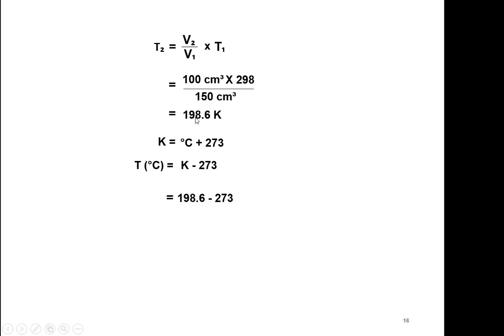Temperature in Kelvin was 198.6, so 198.6 minus 273. The answer is minus 74.3 degrees centigrade. So this is the temperature in degree centigrade.